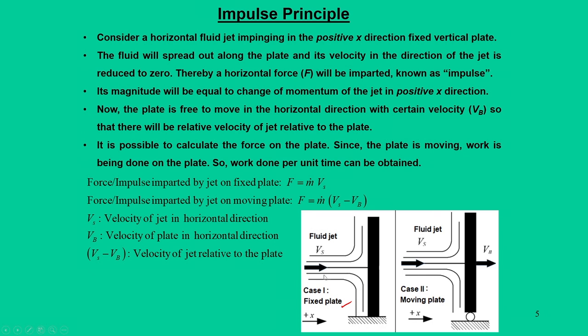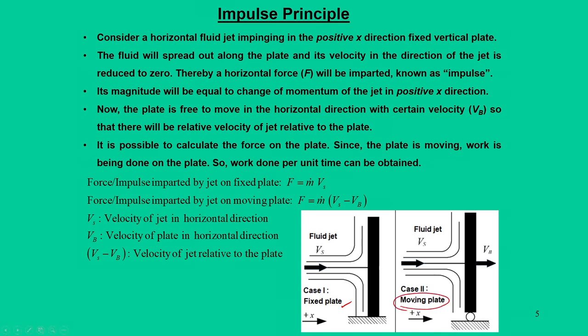This fluid jet has velocity Vs and it is moving in the positive x direction, and this plate is fixed. So, obviously, when the jet hits it, since the plate cannot move, it tries to deflect. The deflection is normally almost 90 degrees to this plane, from both sides. Since the plate is not moving, the kinetic energy of the jet almost vanishes or goes as a loss.